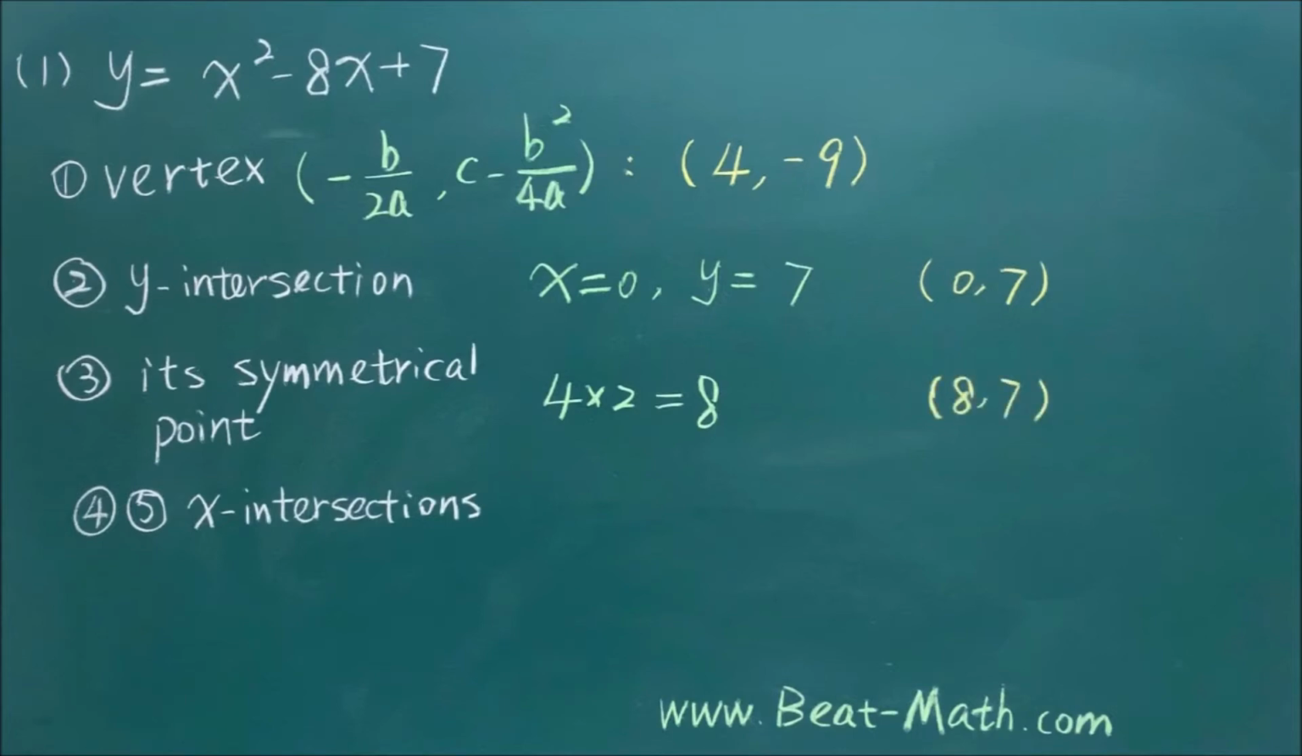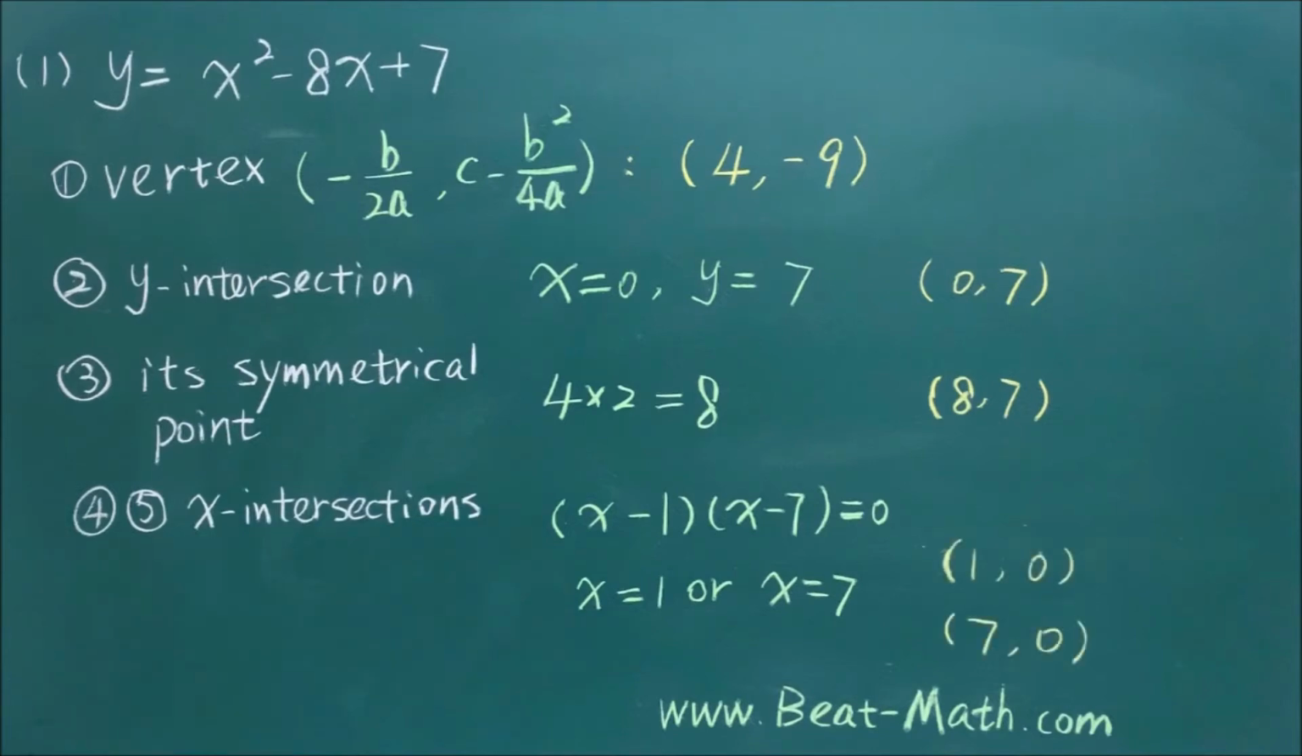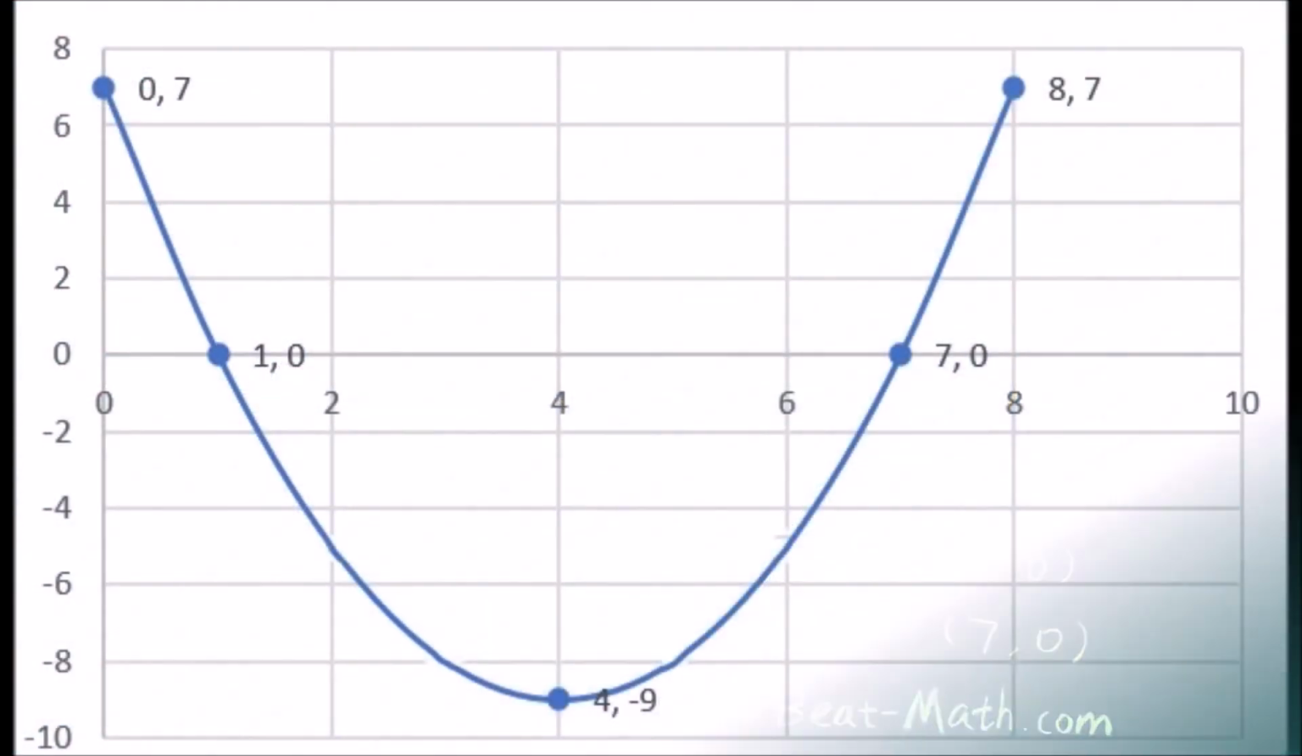The last step may seem familiar because we previously learned the y-coordinate of the parabola's x-intersection equals 0. Plug y equals 0 into the quadratic equation and get x squared minus 8x plus 7 equals 0. It's easy to factor the left side of the equation with the crossing method, and we get (x minus 1) times (x minus 7) equals 0. So the two roots are x equals 1 and x equals 7, and the x-intersections are (1, 0) and (7, 0). Now we can graph the parabola with the 5 points.